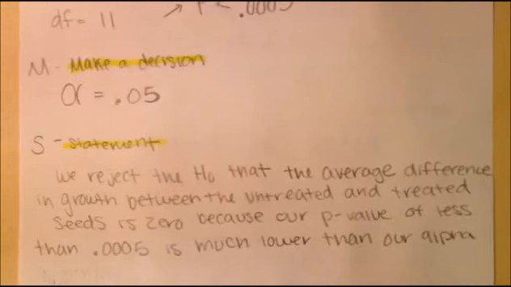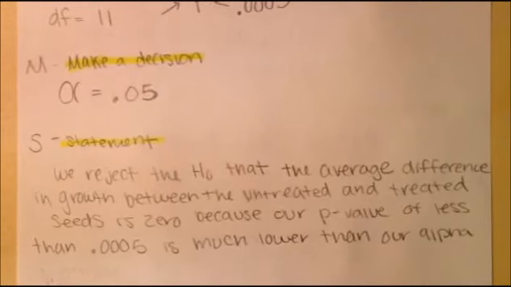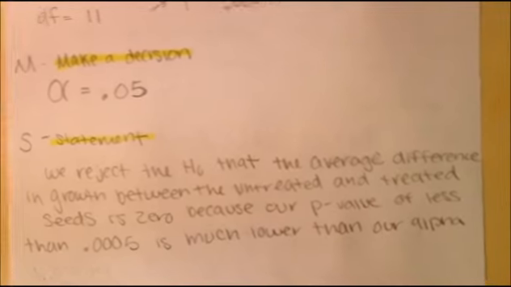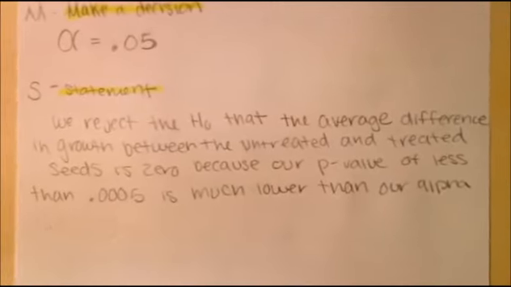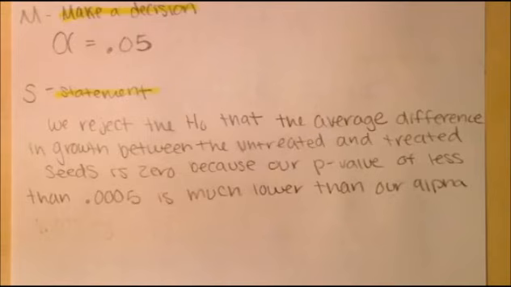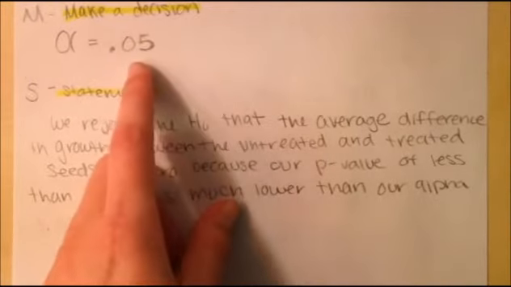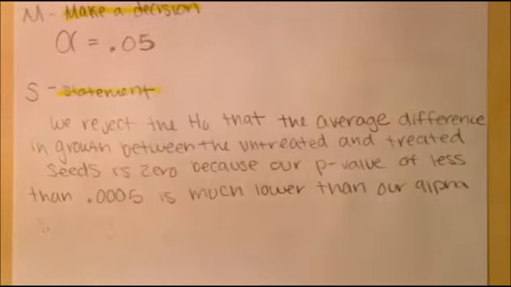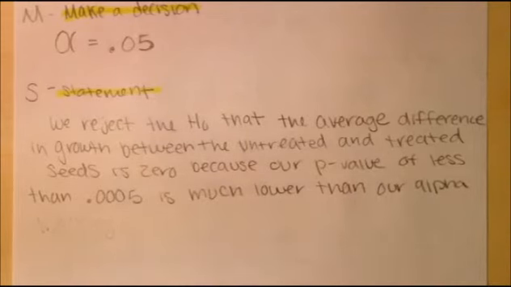We decide on an alpha value. For this problem, I chose 0.05, and now we're ready to make a statement. We can say that we reject the H0, that the average difference in growth between the untreated and treated seeds is 0 centimeters, because our p-value is less than 0.0005, which is much lower than our alpha value of 0.05. So we can say there is significant evidence against the null hypothesis.